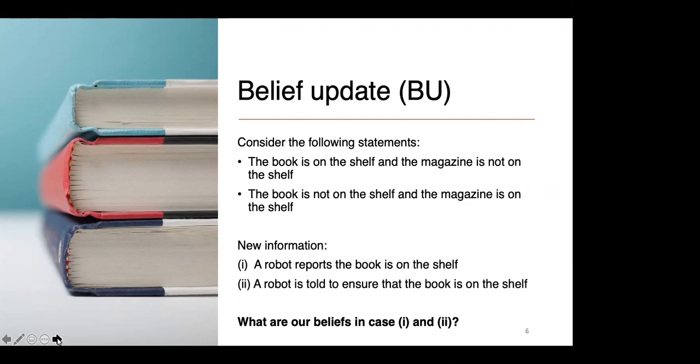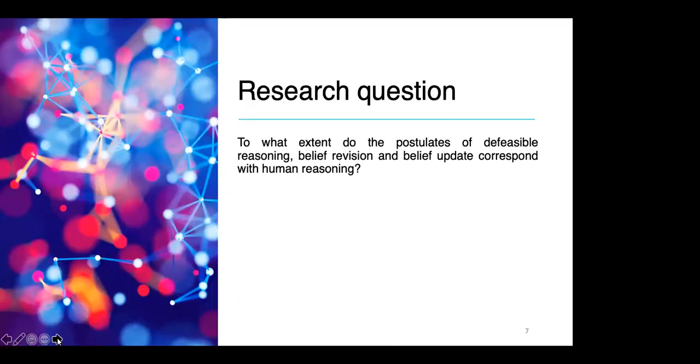The result of the book being on the shelf in these two cases stems from different states of the world. And this is the idea behind belief update. So a dynamic shift in the world has occurred, and our resolve is to choose the set of beliefs which closely represent the state of the world after the change. So this brings us to our research question, which asks: to what extent do the postulates of defeasible reasoning, belief revision, and belief update correspond with human reasoning?